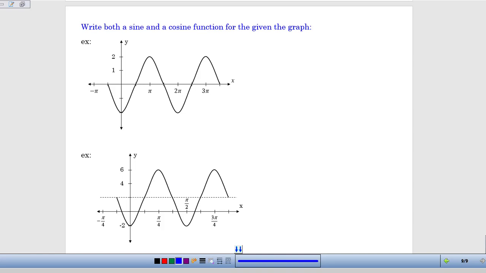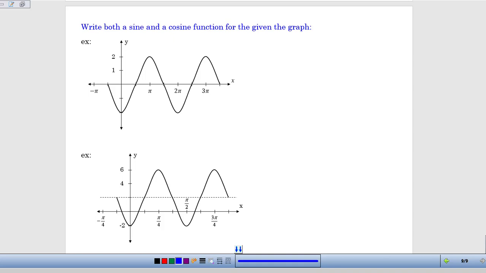So for the last part of our work here with these sine and cosine functions, we're going to work backwards. Instead of graphing an equation, we're going to try to figure out what the equation is from the graph. The reality is with any of these wave functions, we can identify them as being either a sine or a cosine function. And that just depends on where we start.